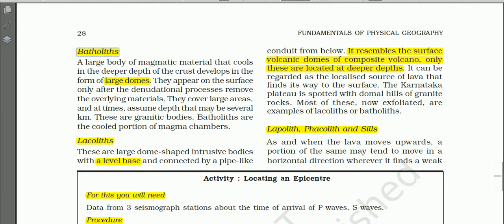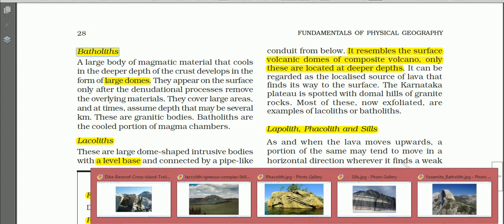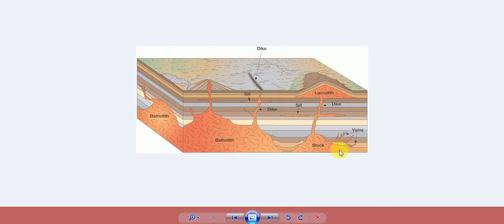See here, just you may see this diagram. So these are the different intrusive forms. If it is vertical, it is known as dike. If it is horizontal, it is known as sill. If it is in the dome shape with level base, we call it Laccolith. If it is concave to the sky, we call it Lapolith. If the magma chamber is cooled down and forms a big dome in the earth interior, we call it Batholith. So these are the different intrusive forms.